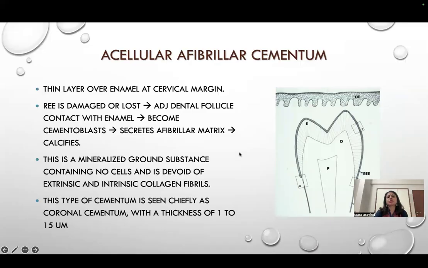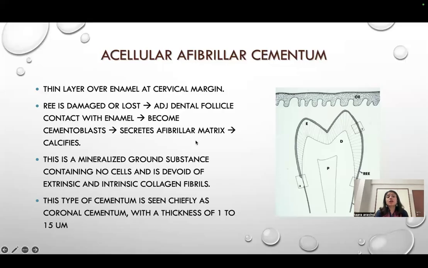So how is this type of cementum formed? You know that as the enamel is completely formed, it would be covered by the reduced enamel epithelium. So in cases where the reduced enamel epithelium is damaged or lost, what happens? The newly formed enamel would get exposed to the dental follicular cells. As a result, this induces the dental follicular cells to differentiate to form cementoblasts. And this cementoblast secretes afibrillar matrix and then later calcifies.